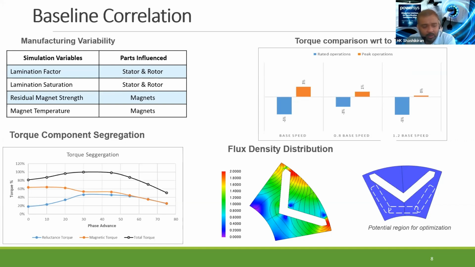The left graph shows the overall torque component segregation. We wanted to understand how the reluctance torque changes with the phase advance. As you can see, this design that we currently have doesn't have much variability with respect to the electric torque.